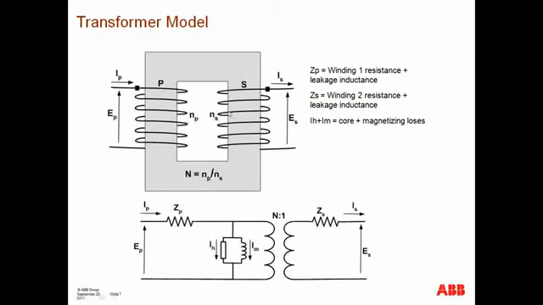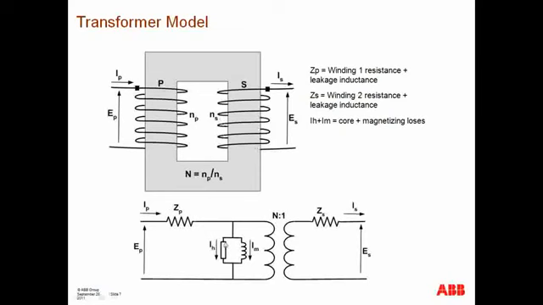This is just a basic representation of a single-phase transformer where you essentially have what is known as an ampere turn balance, where the primary current times the primary winding turns must equal your secondary current times the turns of the secondary winding.